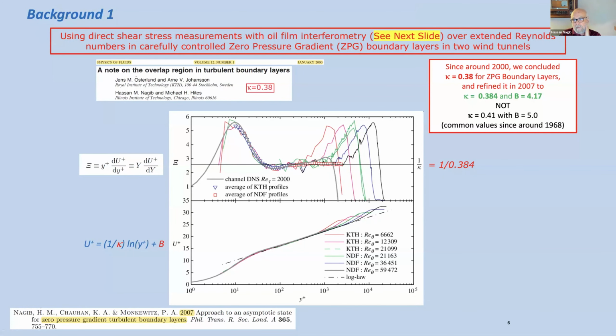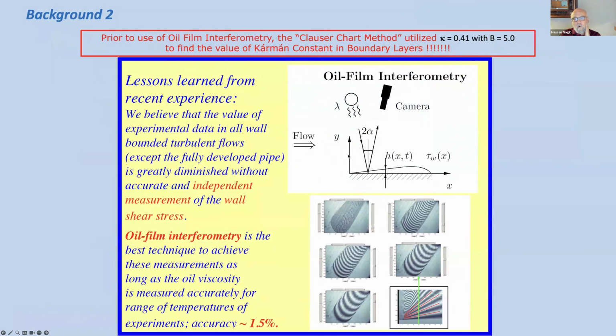Now, everybody got excited. We know more about the log law, and we know the coefficient better. We were only able to do that because we measured the skin friction in both of these two experiments, at KTH and at IIT, using oil film interferometry. If you're interested, send me an email and I'll send you some papers.